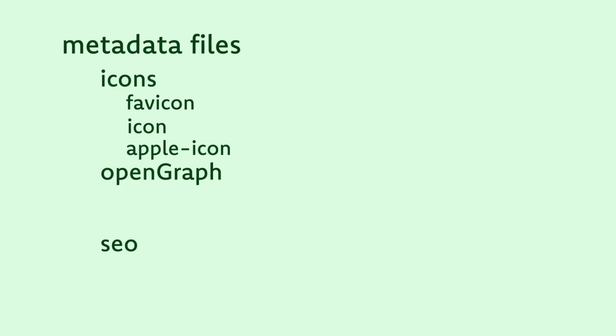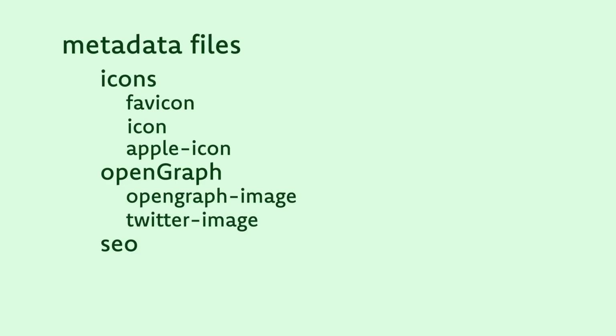While you're able to set Open Graph using code, you can provide images called Open Graph Image and Twitter Image to explicitly set a file as your Open Graph or Twitter image for a route. And lastly, you're able to set sitemaps and robots files for your project or specific routes. This can be done statically with a sitemap.xml or robots.txt, or programmatically, which I cover in a video about the Payload CMS SEO plugin. A link to that video is in the description.